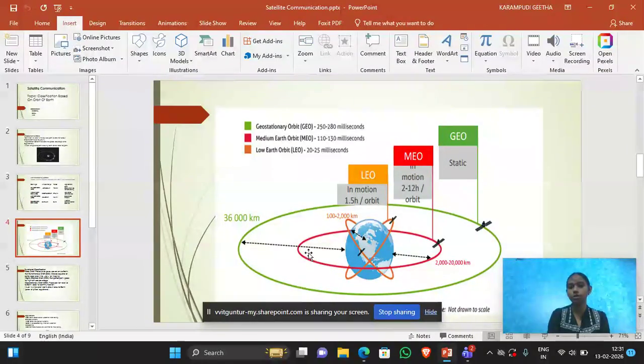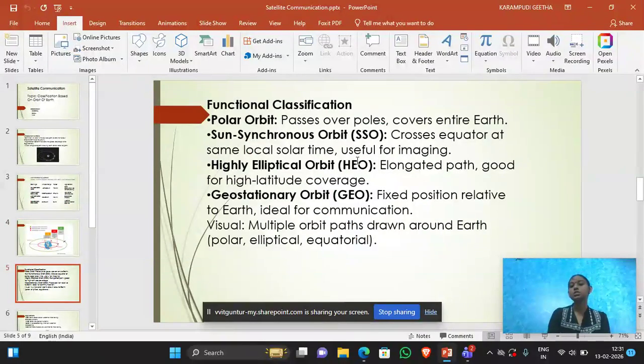We have to see the table below. Functional classification: polar orbits pass over the poles and cover the entire Earth. It means the satellite passes over the poles and covers the entire Earth. That is the polar orbit.